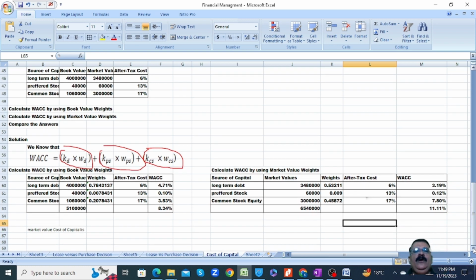So computing the cost through book value weights and through market value weights, both have a difference of approximately 3%. 8.34% is the weighted average cost of capital through book value weights, and through market value weights it is 11.11%. So in this way we can compute the weighted average cost of capital, and we can use the target weighted capital structure. We can also compute the target weighted average cost of capital.